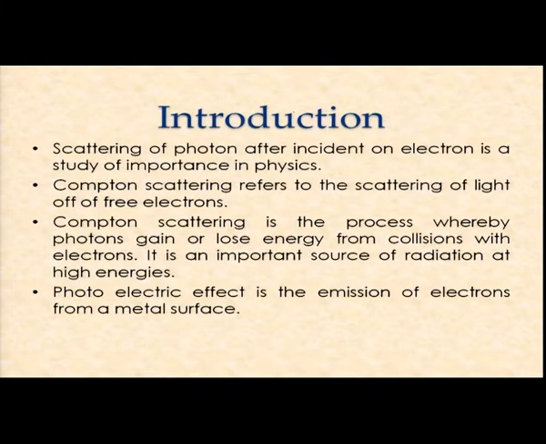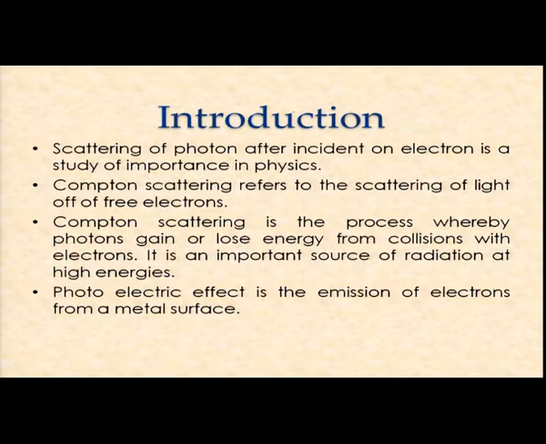Introduction. Scattering of photon after incident on electron is a study of importance in physics. It is used in various fields to understand the characteristic of photon and electron interaction. Compton scattering refers to the scattering of light off free electrons. This Compton scattering is a process whereby photons gain or lose energy from collisions with electrons. It is an important source of radiation at high energy.